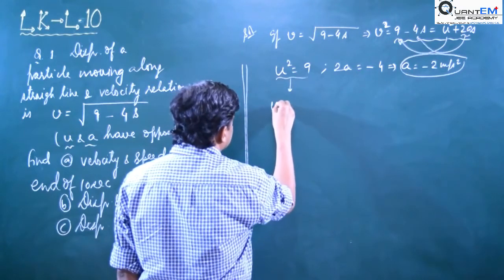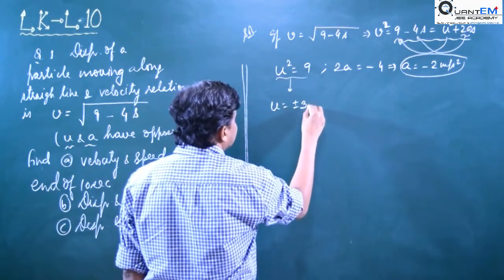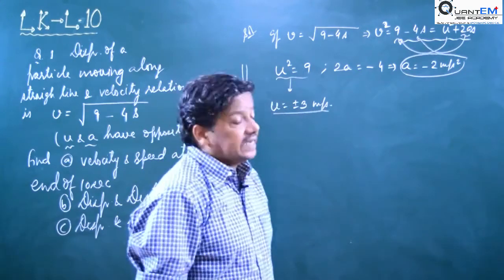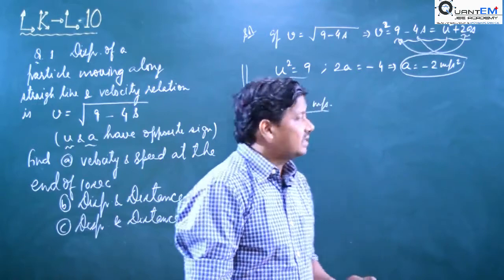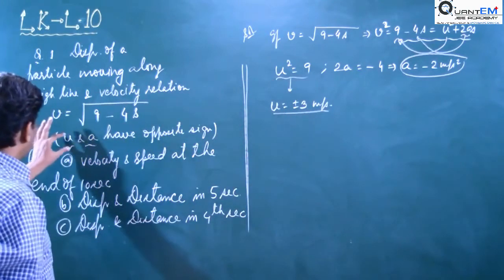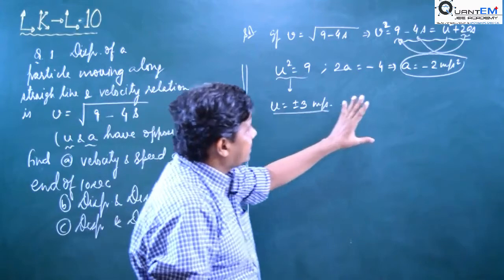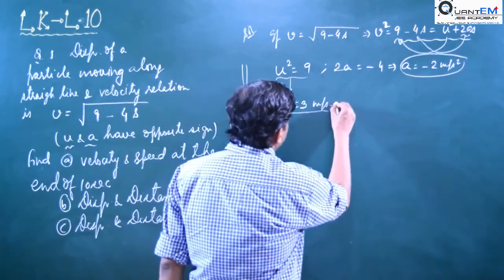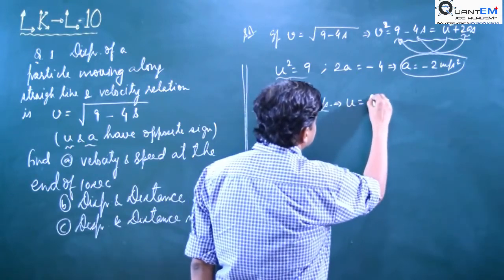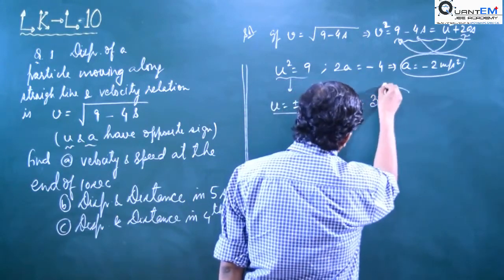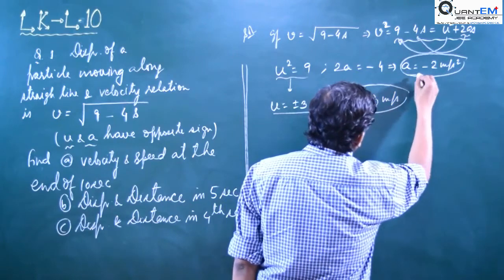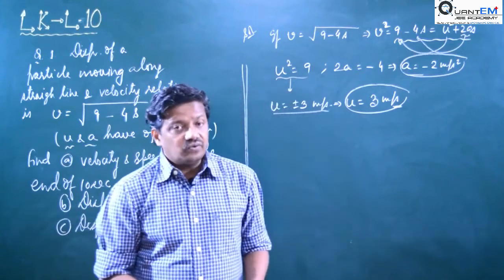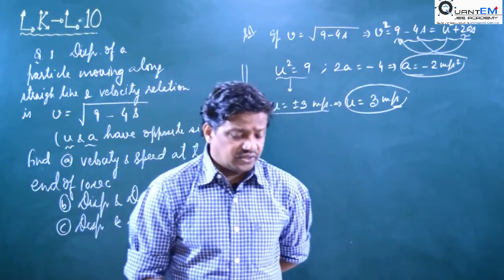Here U is equal to plus minus 3 meter per second, but here we have to strictly take plus 3 meter per second, because in the question we are given U and A have opposite sign. Since A has negative sign, U must have the positive sign. So we have to take U here 3 meter per second. तो a and u हमने फाइंड कर लिया. ओके, नाउ व्हाट वी हैव टू डू for getting velocity and speed.